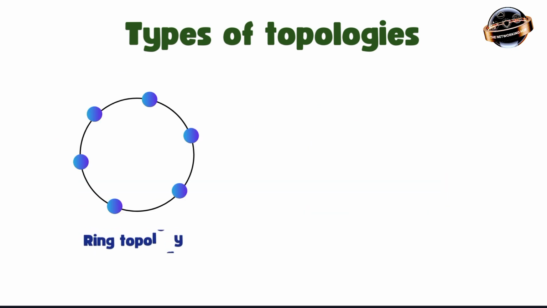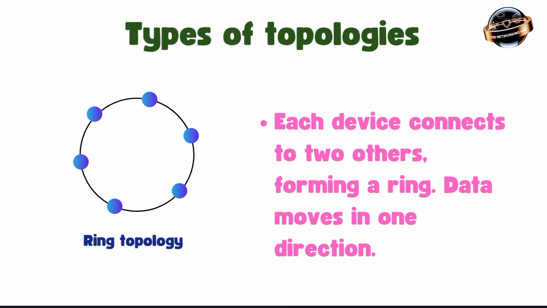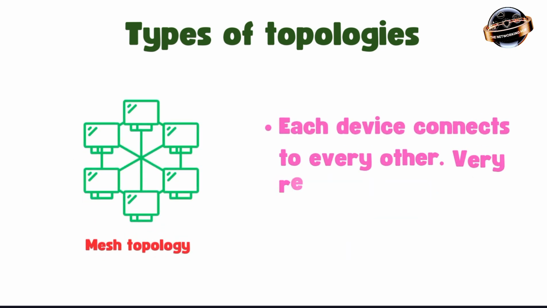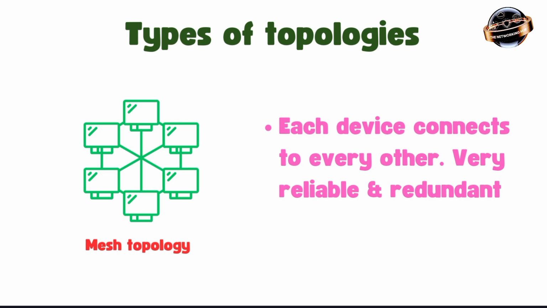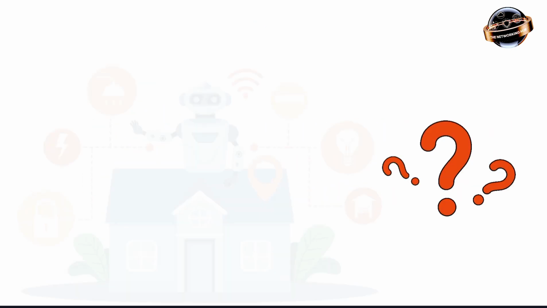Ring topology. Each device connects to two others, forming a ring. Data moves in one direction. Mesh topology. Each device connects to every other. Very reliable and redundant. Hybrid topology. A combination of two or more topologies.